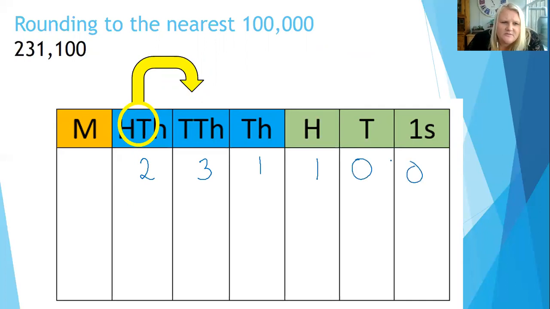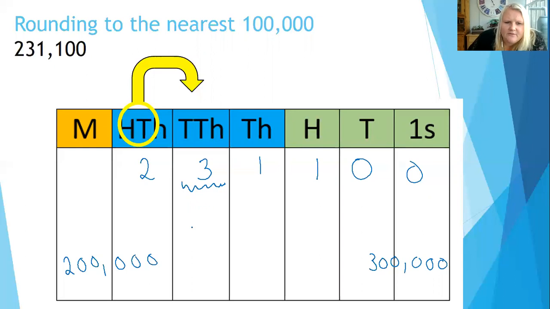So we've got 231,100. I've put it in my place value grid. I've moved my special circle and my arrow up so I know that I'm looking at this column. This is the one that affects me. So if I'm looking at 100,000, I'm either going to have 200,000 or 300,000.